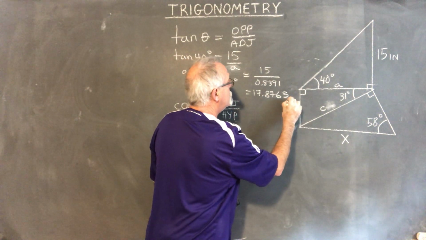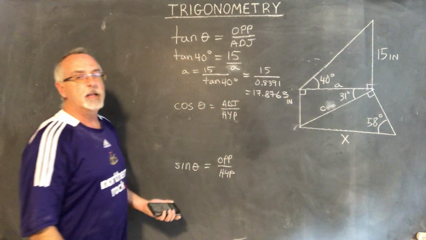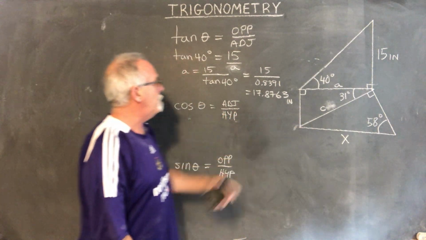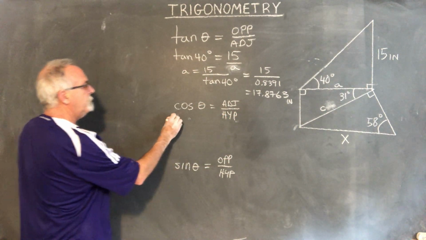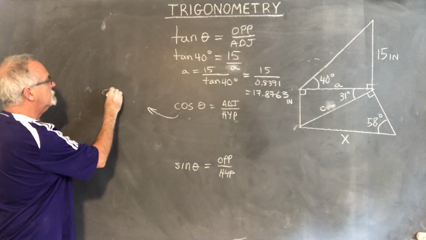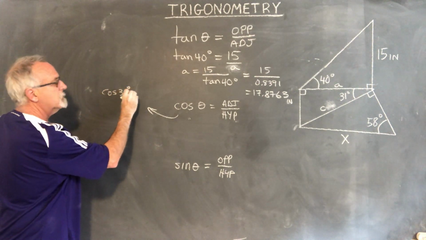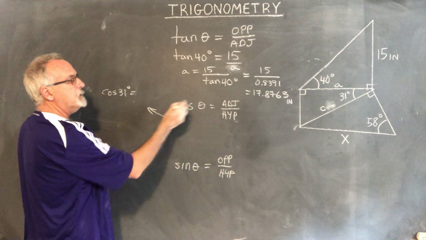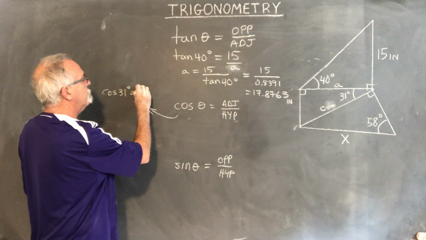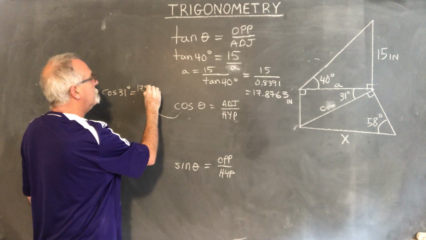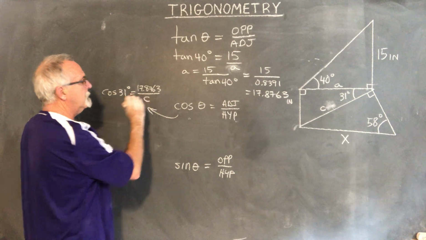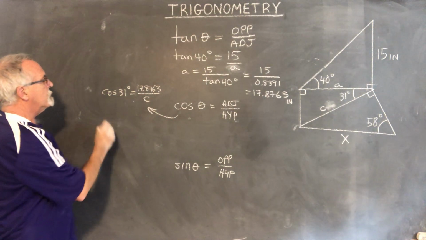And that is going to be inches, but we don't really need the unit of measure yet because we're not at our final answer. Now we're switching into this middle triangle. Cos, I'll do it over here and leave more room. Cos of 31 degrees is going to be equal to the adjacent side, which is the A, the one we just found out, that's the 17.8763 over the hypotenuse, which is the side C. We called it C.